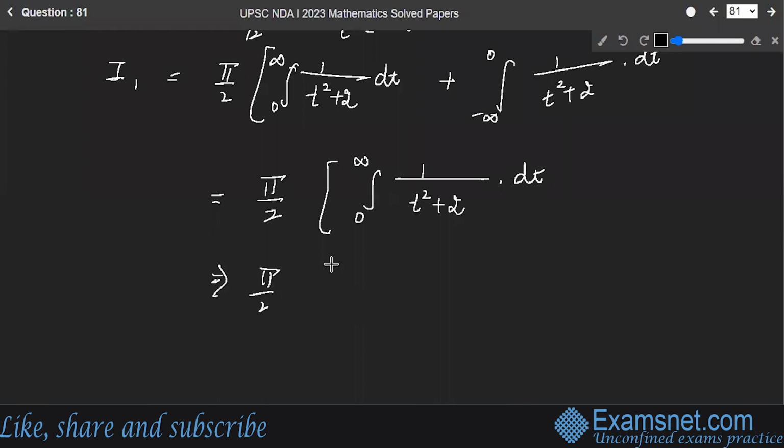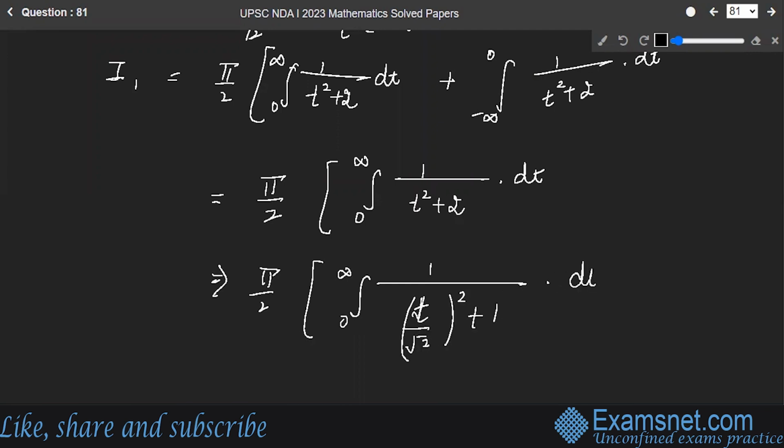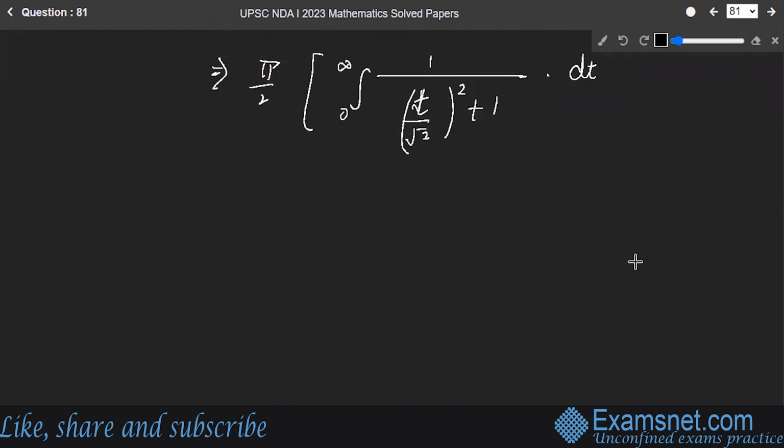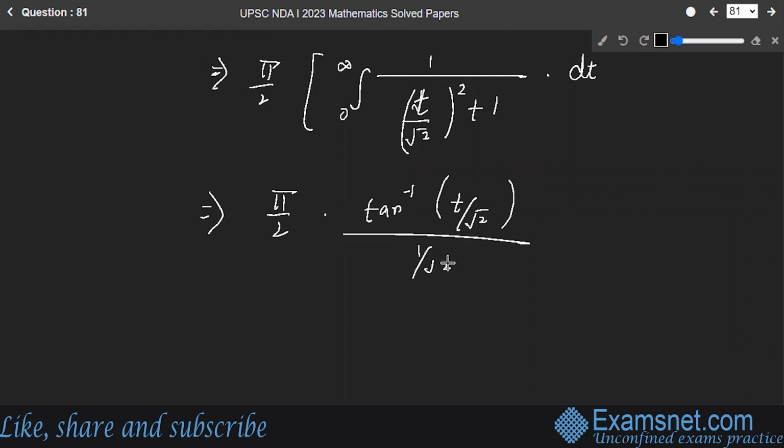Now let's say this is pi by 2, 0 to infinity, 1 upon. This can be written as t upon root 2 square plus 1. I can write it like this, right? Why I'm doing this, there's a purpose for this, because now I will take this as of the type 1 upon, the integral of this will be written as pi by 2 into tan inverse t by root 2 whole divided by 1 by root 2, the limits from 0 to infinity.